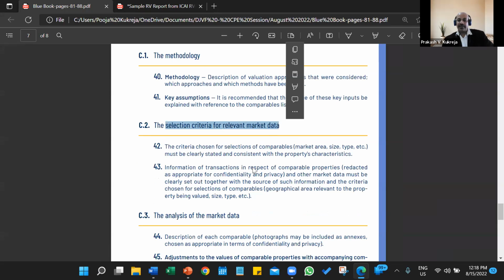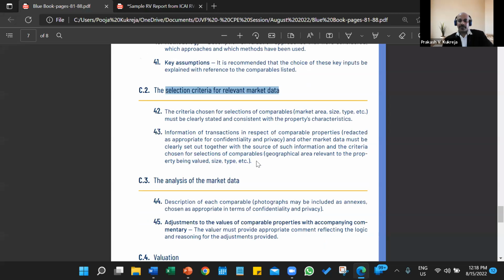Selection criteria for the relevant market data. On what basis? If you remember the example which I gave, like iron and steel manufacturing, Jindal Steel, for example, and a lot of other companies are there. If you select a specific company as a comparable company, you have to tell the criteria on what basis you selected that particular company.